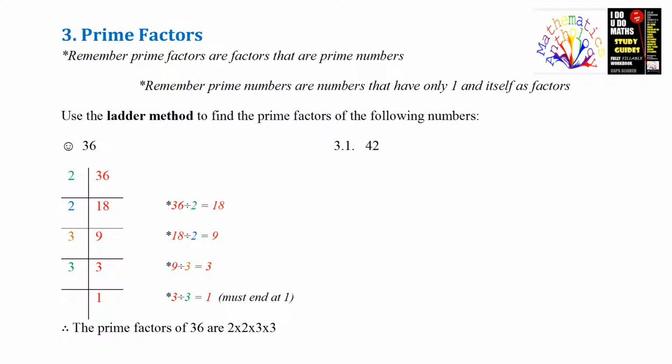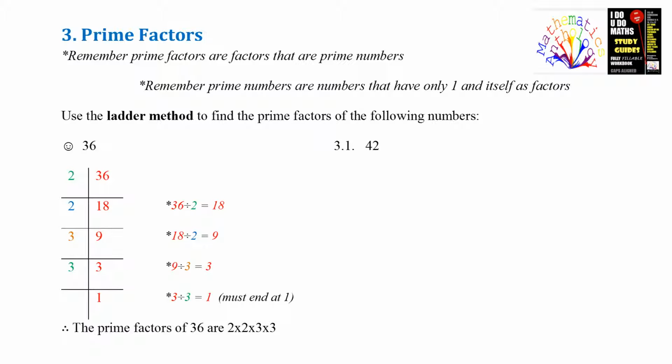Now I look at 9. Can 2 go into 9? No, it can't. It's not a prime number that can go into 9. So I go with the next prime number, which is 3. Can 3 go into 9? Yes, 3 can go into 9 3 times. Now I look at the value of 3 in my ladder.